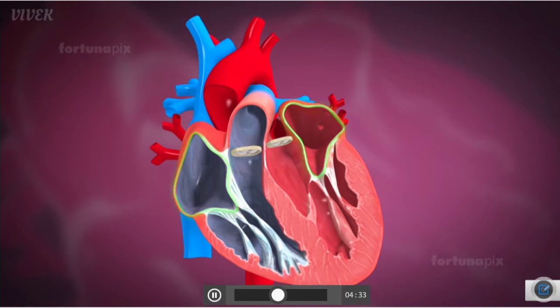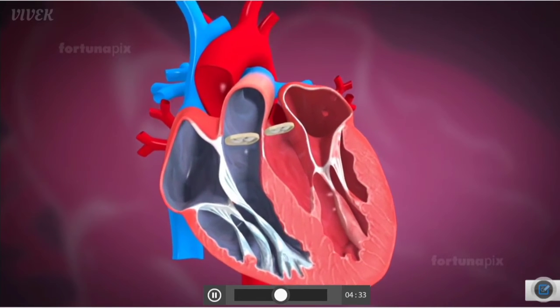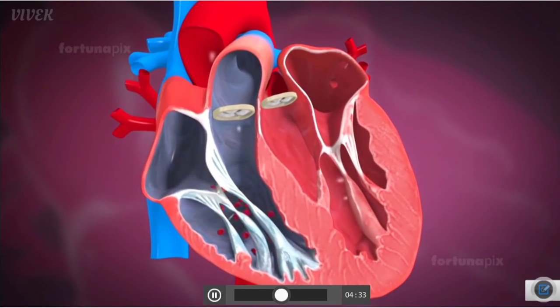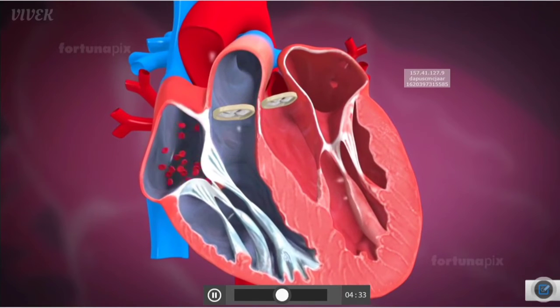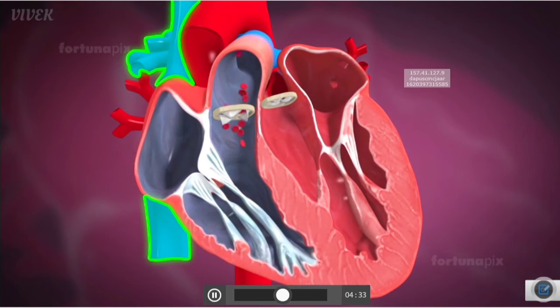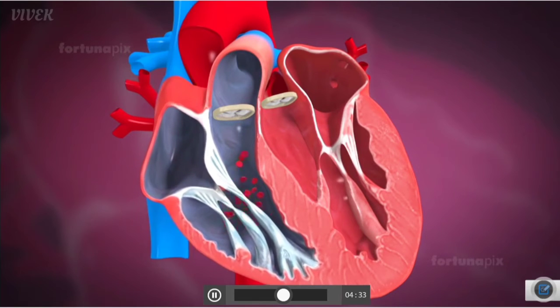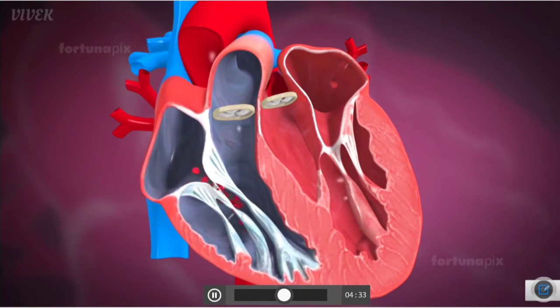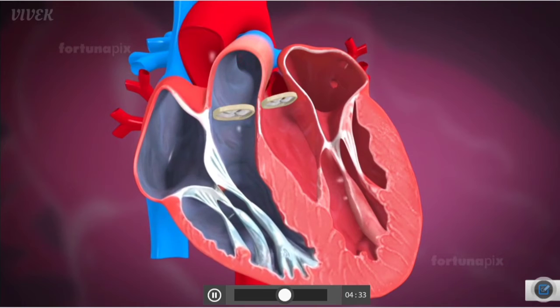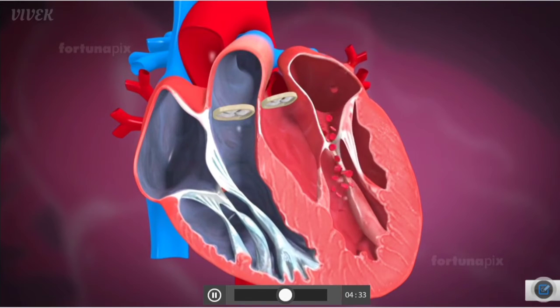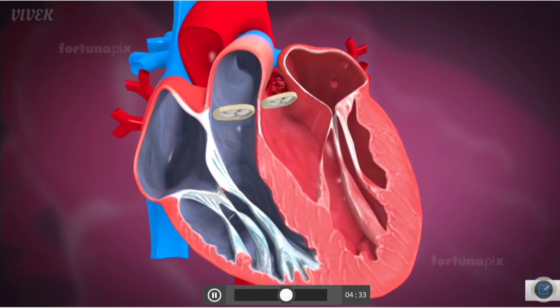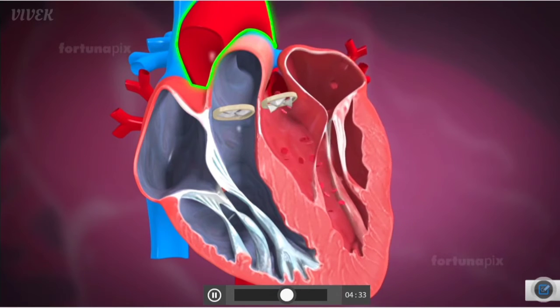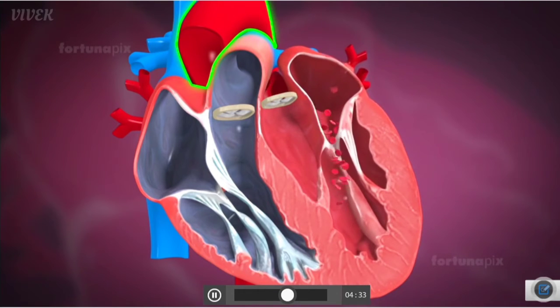Auricles have thinner walls than the ventricles. The left ventricle has thicker walls than the right ventricle. The right atrium collects deoxygenated blood from the body via superior and inferior vena cava and sends it into the right ventricle. The right ventricle pumps it to the lungs. The left atrium collects oxygenated blood from the lungs and sends it to the body via the aorta through the left ventricle.